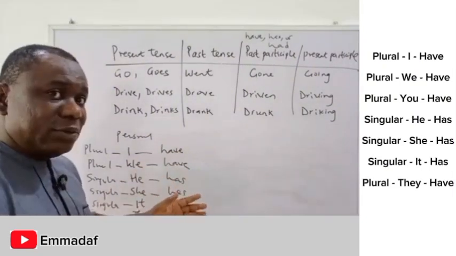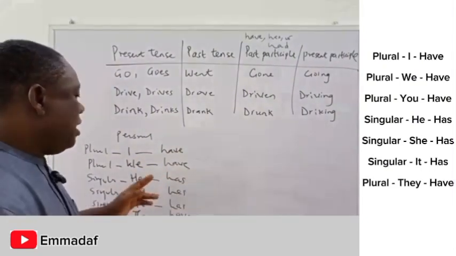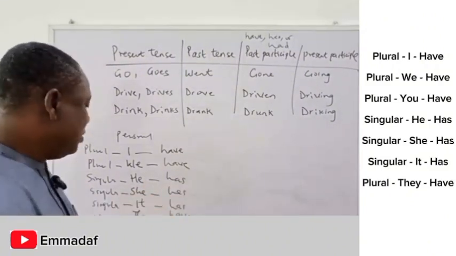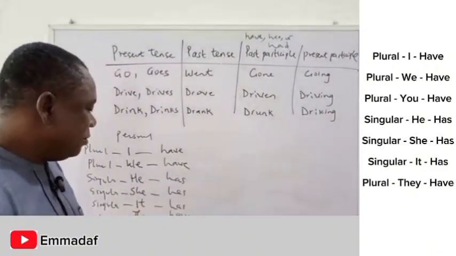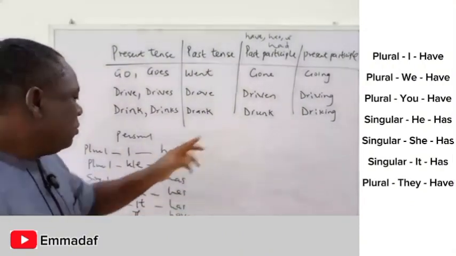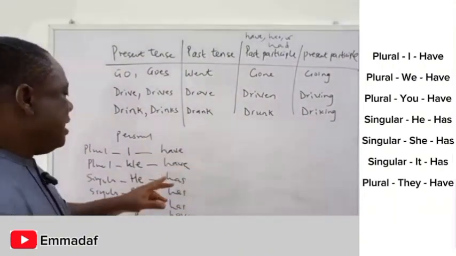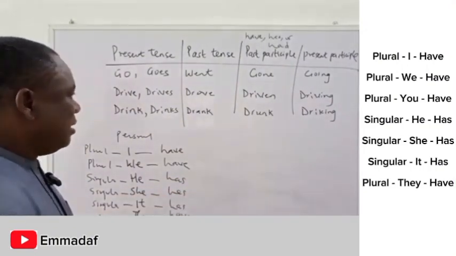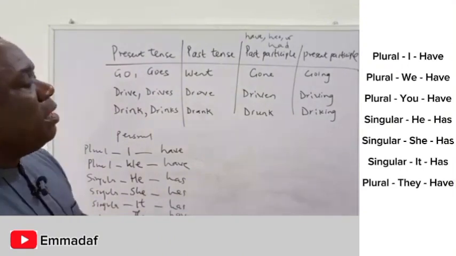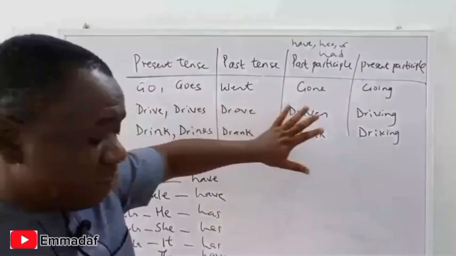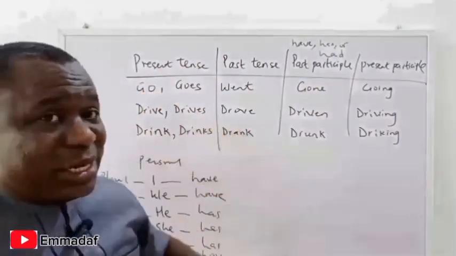So we say, I have gone. We have gone. He has gone. She has gone. It has gone. They have gone. I had. We had. He had. She had. It had. They had.